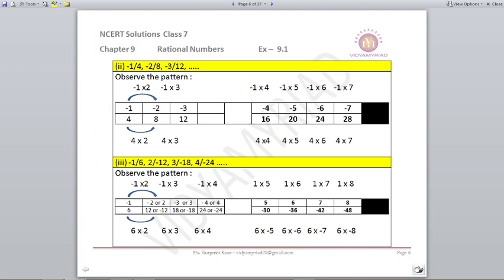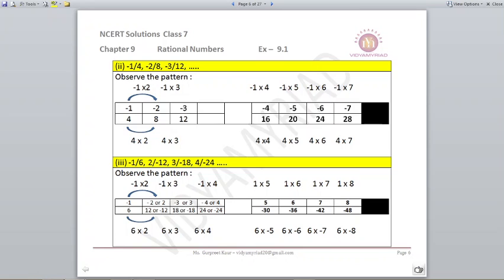Same way we will do the second part. The fractions are minus 1 upon 4, minus 2 upon 8, minus 3 upon 12. Let us observe the patterns over here. It is minus 1 into 2, minus 2, minus 1 into 3, minus 3. So it means you are multiplying with 2, 3 and further it will be 4, 5, 6, 7.